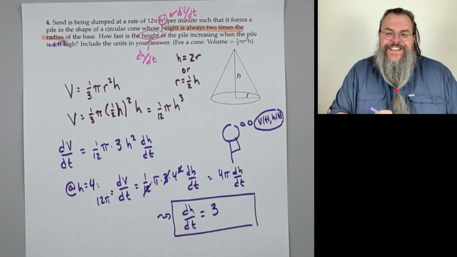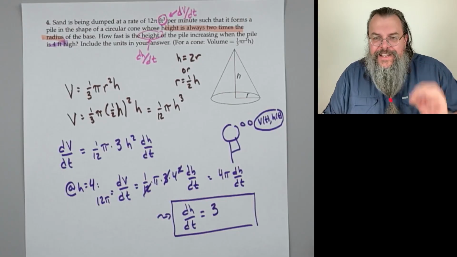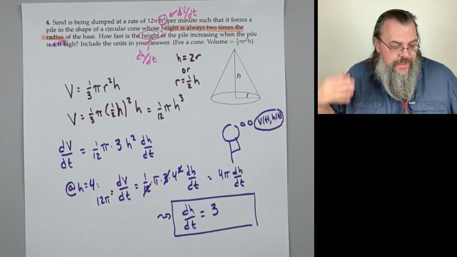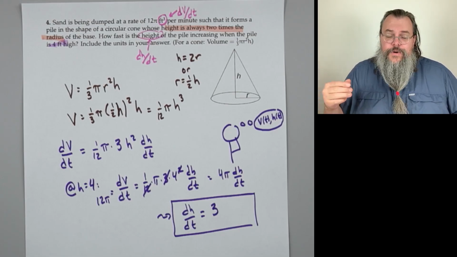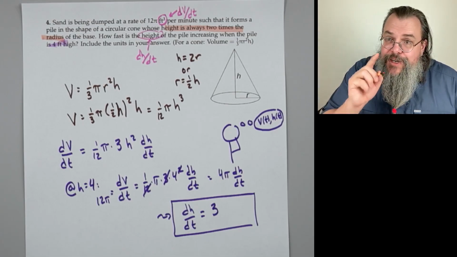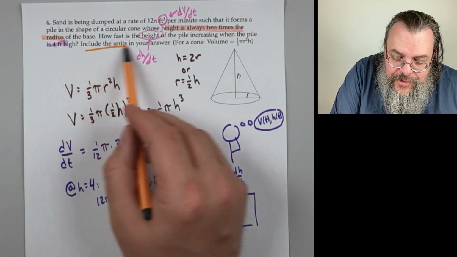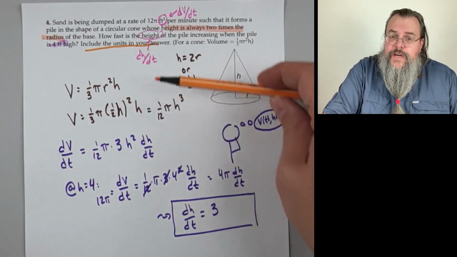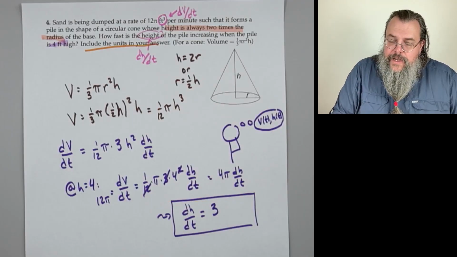There's one small last thing to do, because we want all the points. It's a good attitude to have, where we read in the instructions: include units. Now, we don't have to include units in our work, but we do have to include it in our answer. So how do we figure it out?